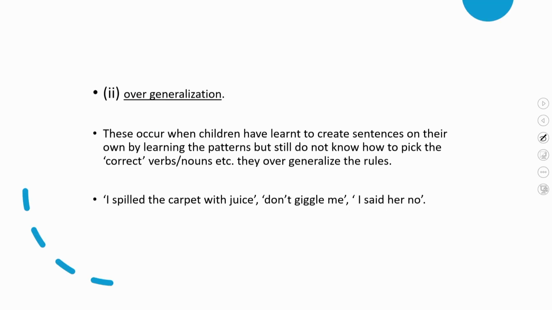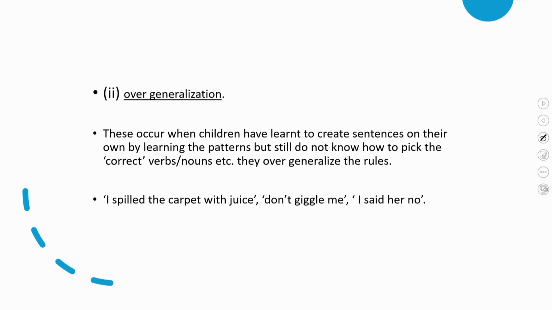The other side is also possible, the opposite, which is a case of over generalization. Over generalization happens when children have learned to create sentences on their own by learning the pattern, but still do not know how to pick the correct verbs or nouns, etc. So, they tend to over generalize the rules. They have learned the rules and they apply the same rules everywhere, but there are some cases where they will not apply, there will be exceptions. Because they have not yet learned the exceptions, they tend to over generalize.